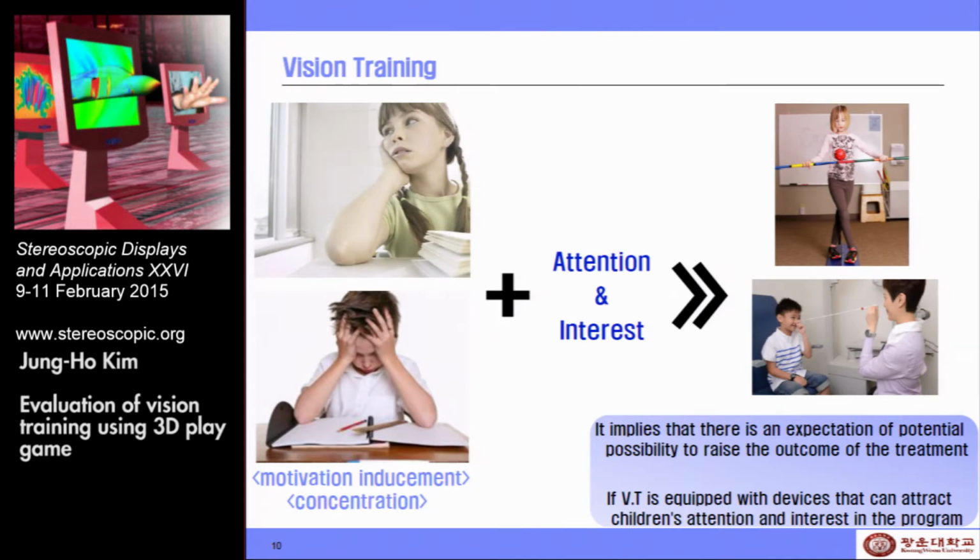In particular, children have a problem with VT treatment for binocular disorder, mainly due to the lack of motivation, inducement, and concentration. Therefore, it is difficult for them to achieve the target level of treatment. It implies that there is potential to raise the outcome of the treatment if VT is equipped with a device that can attract children's attention and interest in the program. Normal visual function is an important part of learning efficiency.